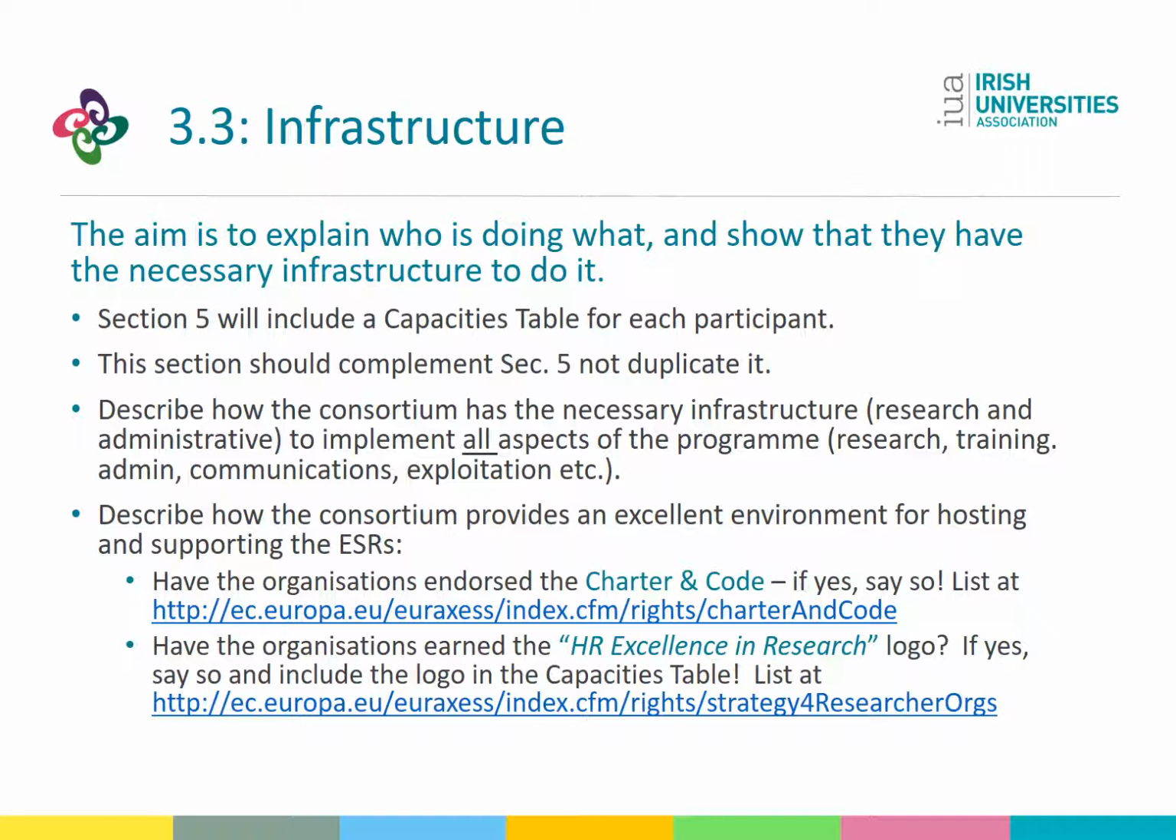Moving on to section 3.3, it's about the infrastructure. So the aim here is to explain who is doing what and show that they have the necessary infrastructure to do it. There is also section 5, which includes a capacities table for each participant. This section and section 5 work in tandem and should complement each other and not duplicate each other. So here you can use some narrative to describe how the consortium has the necessary infrastructure, both in terms of research but also administration, to implement all the aspects of the proposal, such as research training, administration, communications, exploitation, and so on.